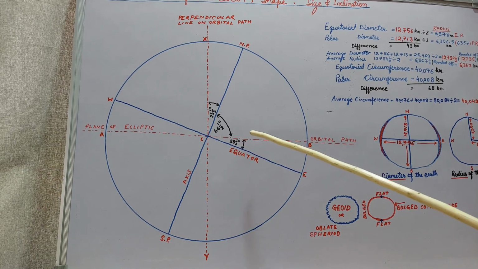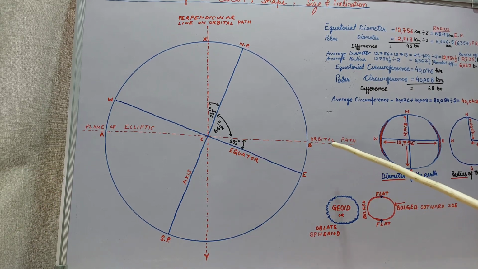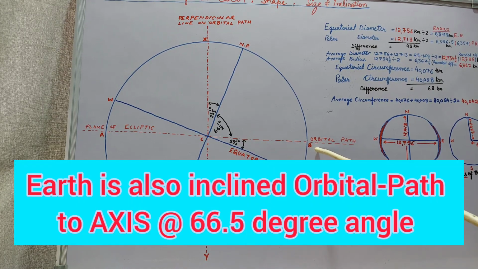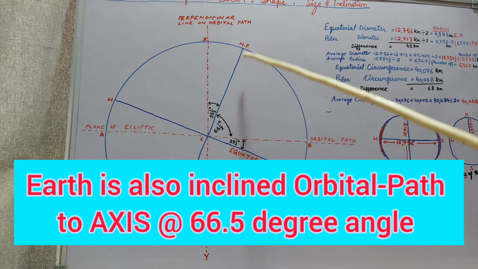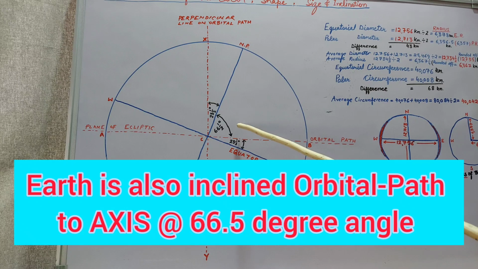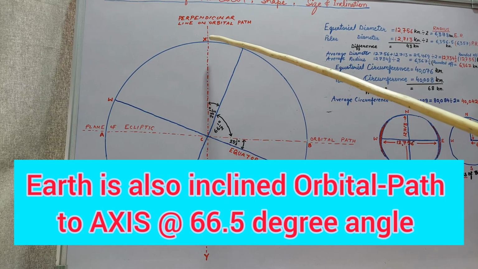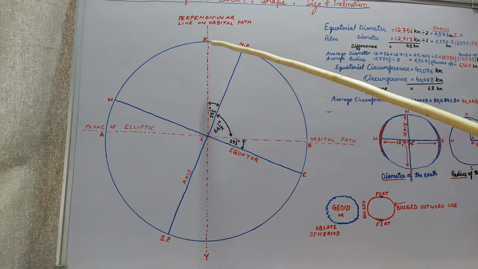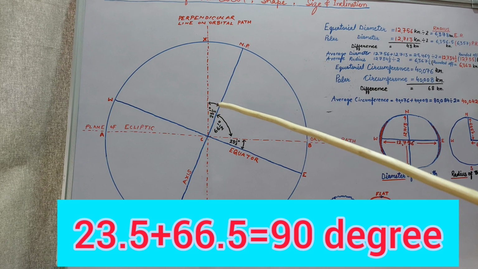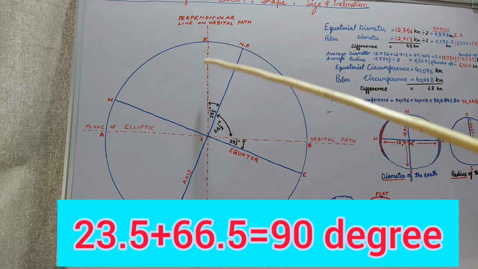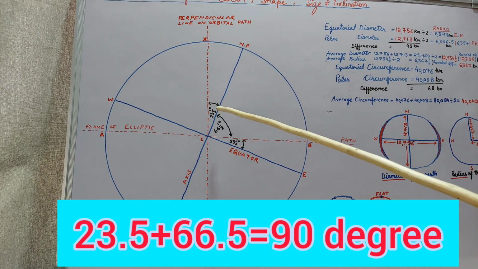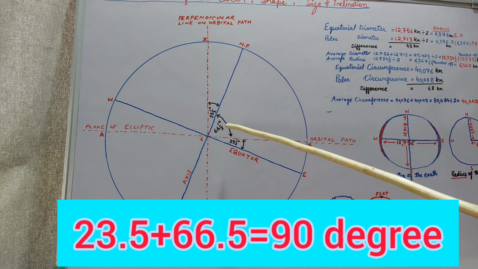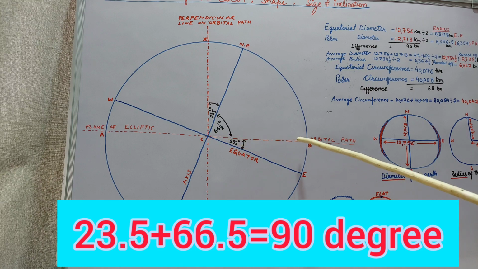And secondly, Earth is also inclined from the orbital path, that is B point to C, to North Pole, that is axis, it is 66.5 degree. If we count the total of the angles, that is 23.5 and 66.5 degree, all these lines, including this line, it becomes this and this. If we add, it becomes 90 degree angle.